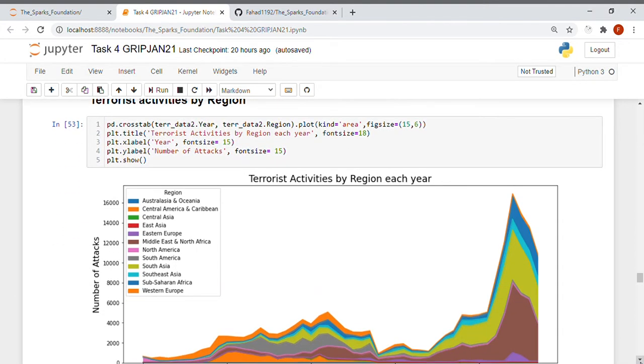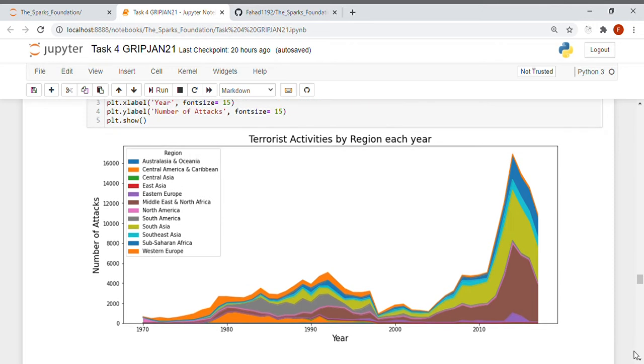Terrorist activities by region: another graph we will see is a cross-tab plot so that we can analyze in which time of the year and in which area terrorist activities have been active. We can see that post-2010 there is a sharp rise in terrorism, especially in the Middle East and North Africa and South Asia.